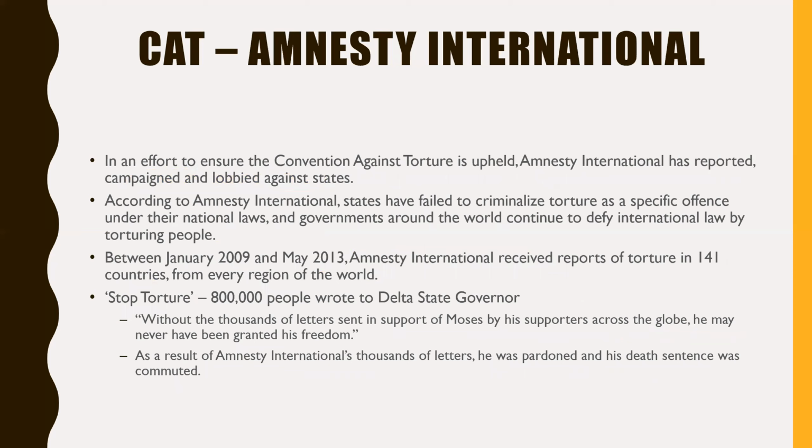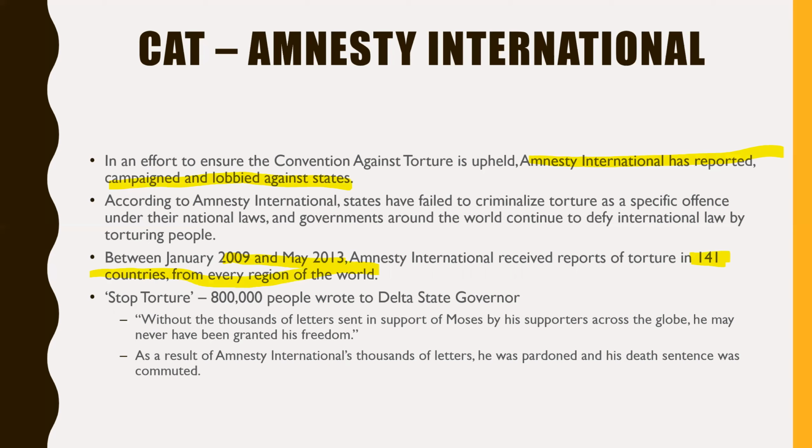Okay, our last global actor to look at is Amnesty International. They don't obviously sign an international law, but what they can do is encourage states to take action and do something about torture. So Amnesty International will report, campaign, and lobby against states to ensure that they do comply with the Convention Against Torture. According to Amnesty International, states have failed to criminalize torture as a specific offense under national laws. And there are countries around the world that are continuing to torture people. Between 2009 and 2013, they received reports of torture from 141 countries. So that's extraordinary. That's a large number of countries that are still using torture.